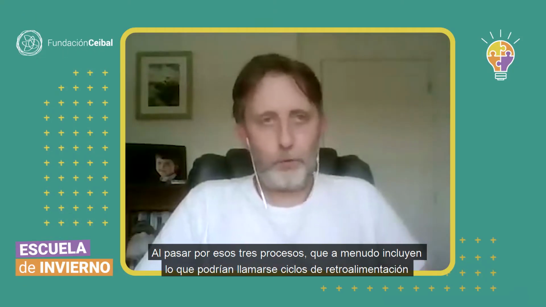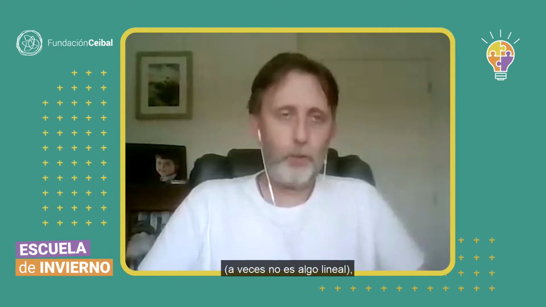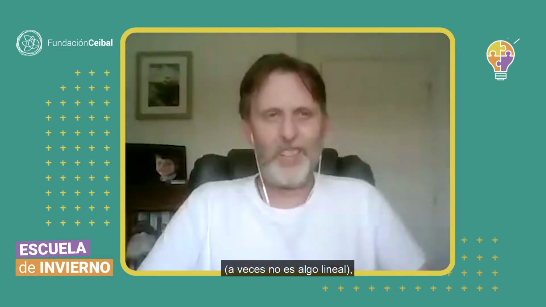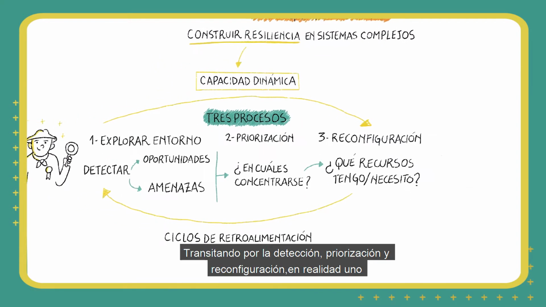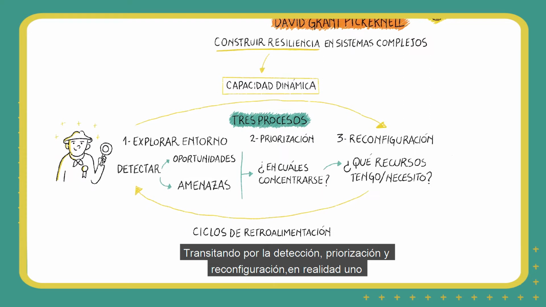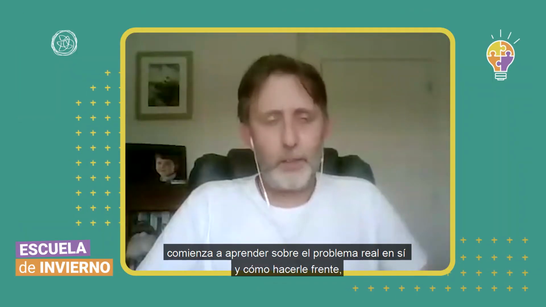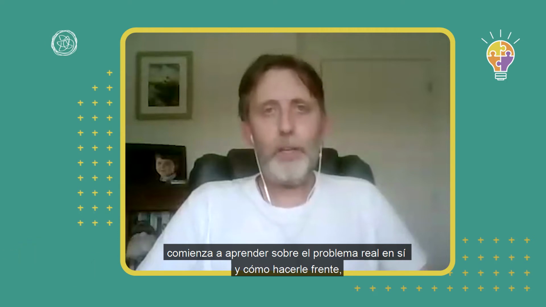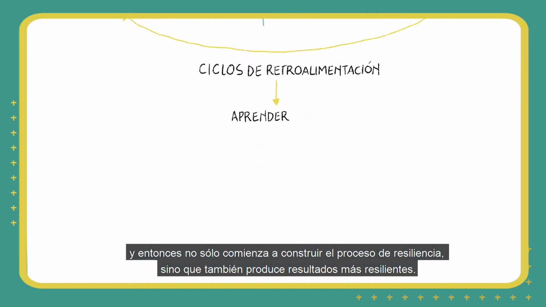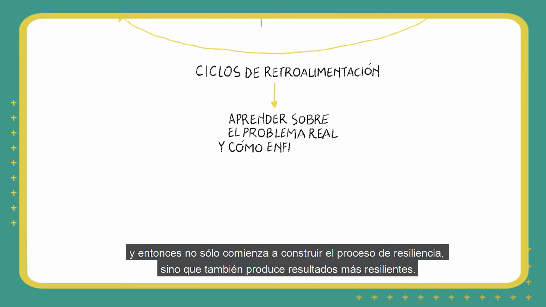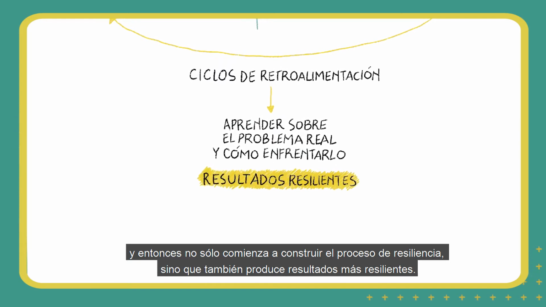And through those three processes, they often go through what you can call feedback loops. Sometimes it's not just linear. You can go through a range of processes time and again. Through going through those sensing, seizing and reconfiguration, you actually start to undertake learning about the actual issue itself and how you deal with it. And then that starts to build up both a resilient process, but also delivers more resilient outcomes.